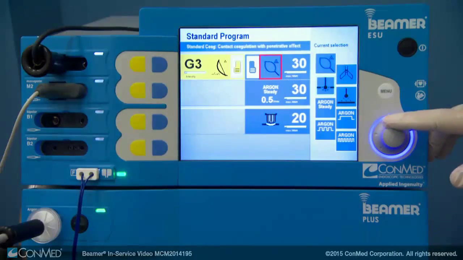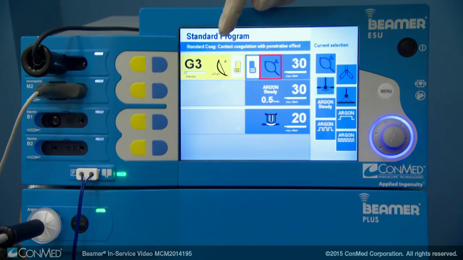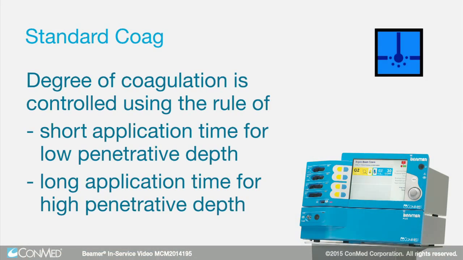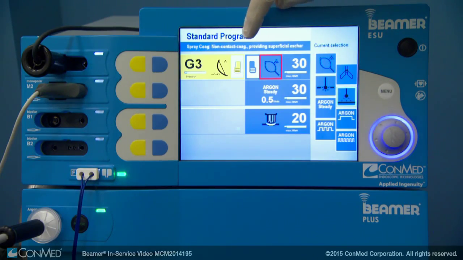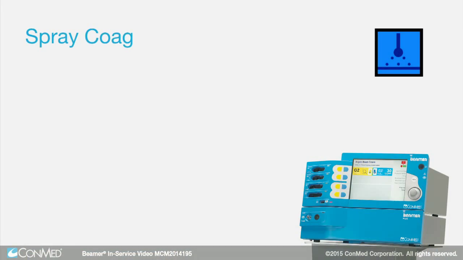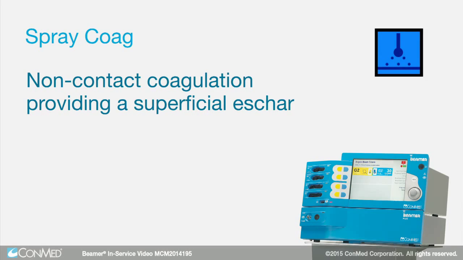The next current is Standard Coag, which is a contact coagulation with penetrative effect. The degree of coagulation is controlled by the clinician using the rule of short application time for low penetrative depth or long application time for high penetrative depth. The next current is Spray Coag. It is not intended for use in GI. This is a non-contact coagulation providing a superficial eschar.